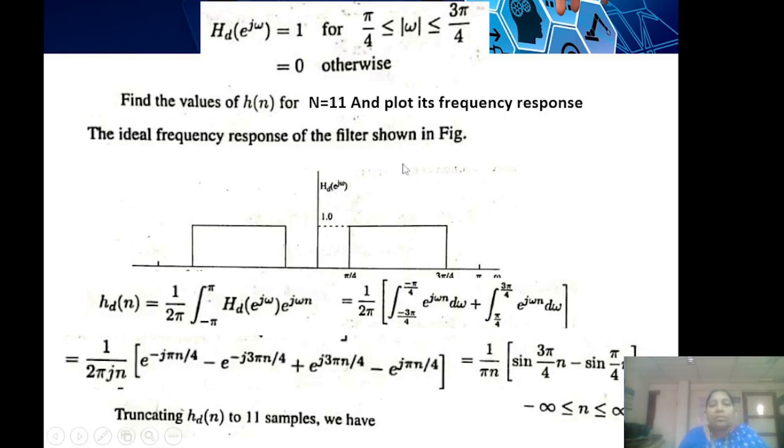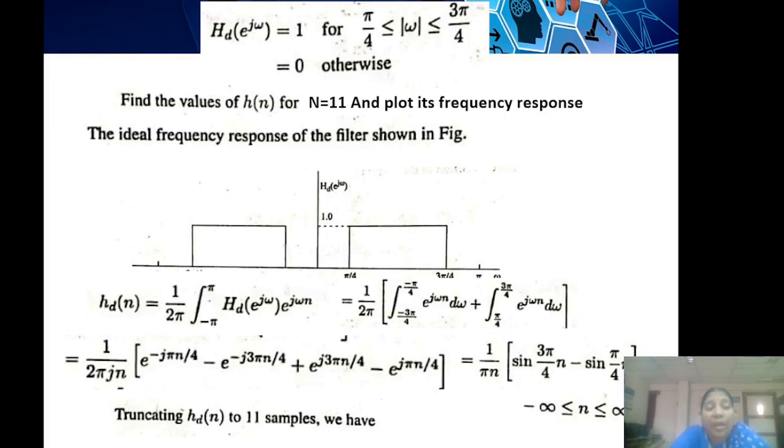Now, according to these limits, we have two ranges. One is -3π/4 to -π/4. Another one is π/4 to 3π/4. So we integrate it and substitute the upper and lower limits. After that, you will get the expression 1/(πn) [sin(3πn/4) - sin(πn/4)], where n varies from minus infinity to infinity. So you get an expression for hd(n).